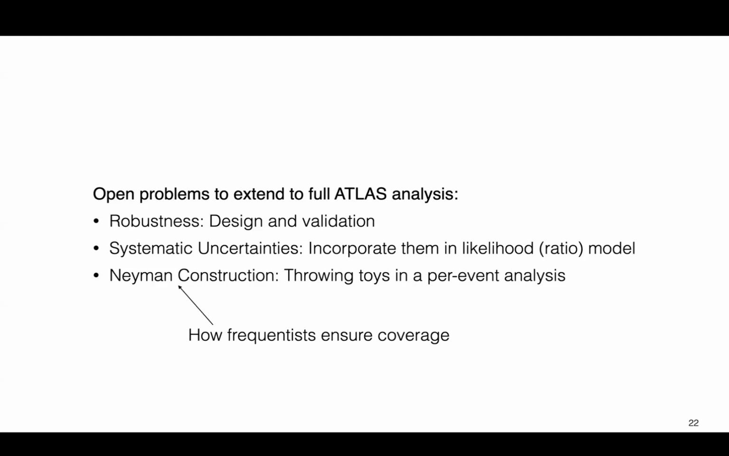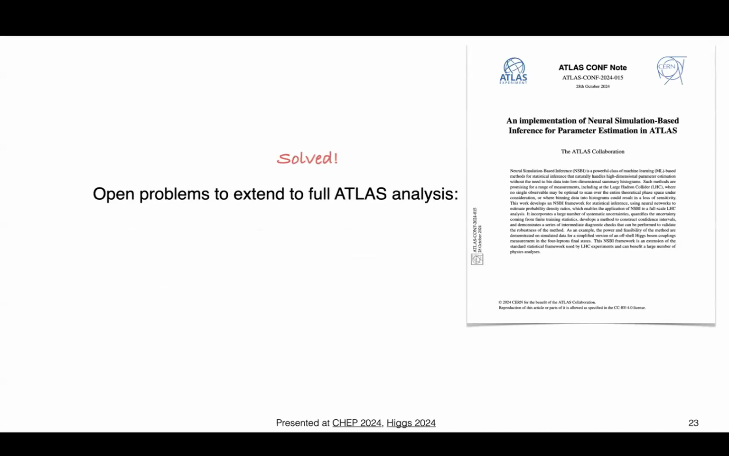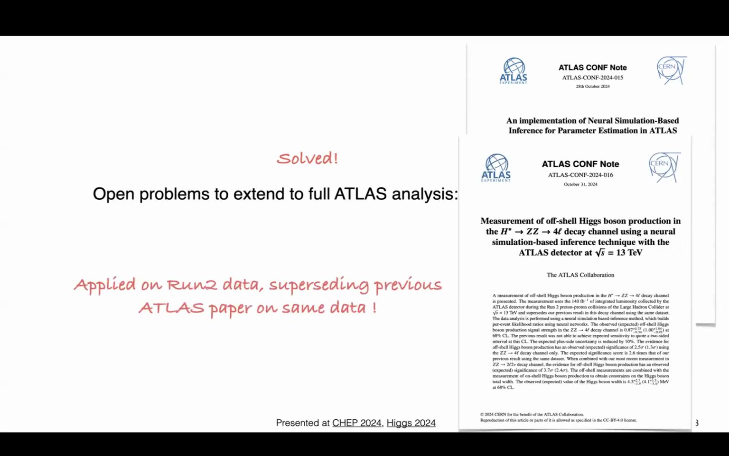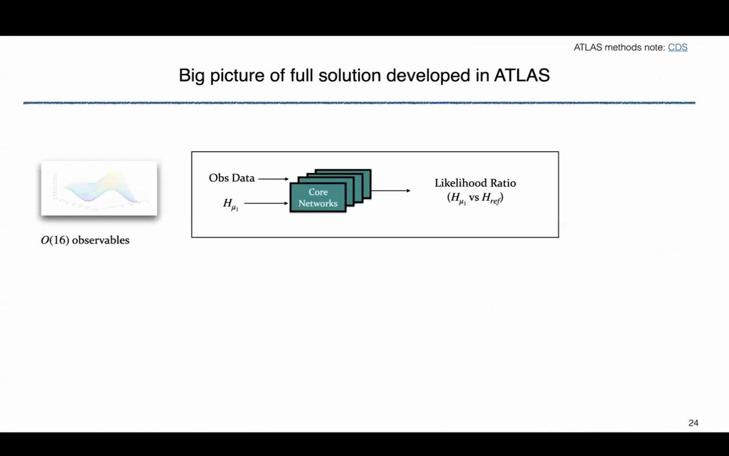Cool, so we're going to see how we answer these questions because we did solve all of this over the last 5 years. And we put out this note not too long ago, just last week, on the full implementation of this idea, including uncertainties and so on. And then this week we put out the full measurement of the Higgs width with this new method, and it supersedes the previous result on the same data. ATLAS doesn't usually publish two results on the same data, but when you get this kind of improvement, it's worth publishing twice. All right. So how did we solve everything?